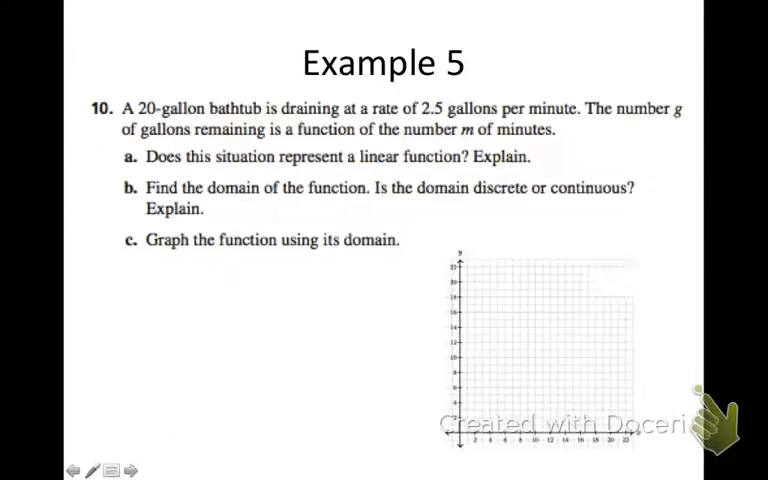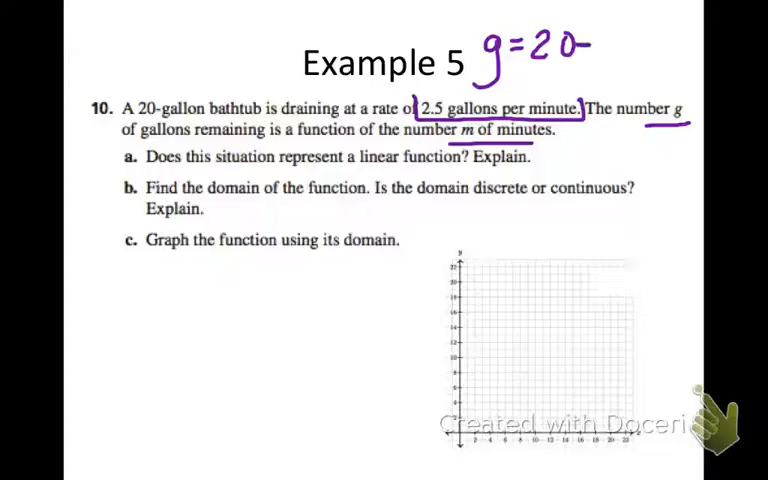And finally, you have a 20-gallon bathtub. It's draining at a rate of 2.5 gallons per minute. The number G of gallons remaining is a function of the number M of minutes. Does the situation represent a linear function? So for part A, one thing we can do is maybe do an equation here. So we want to know the number G, the gallons remaining, as a function of the number of minutes, and the rate is 2.5 per minute. So we could have an equation for gallons remaining when you have 20 gallons and you're losing 2.5 per minute.